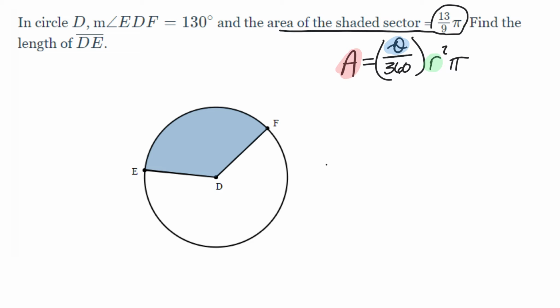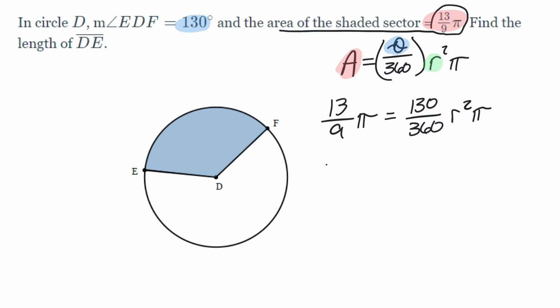So we need to identify what we have. Well, we have the angle measurement of 130 degrees. And in this case, we actually don't have the radius. We have the area of 13 divided by 9 pi. Now, before you get too worried about this, a lot of times pi is going to take care of itself, just like it is on this one. So 13 over 9 pi is our area. And we know that we have 130 of the 360 degrees.